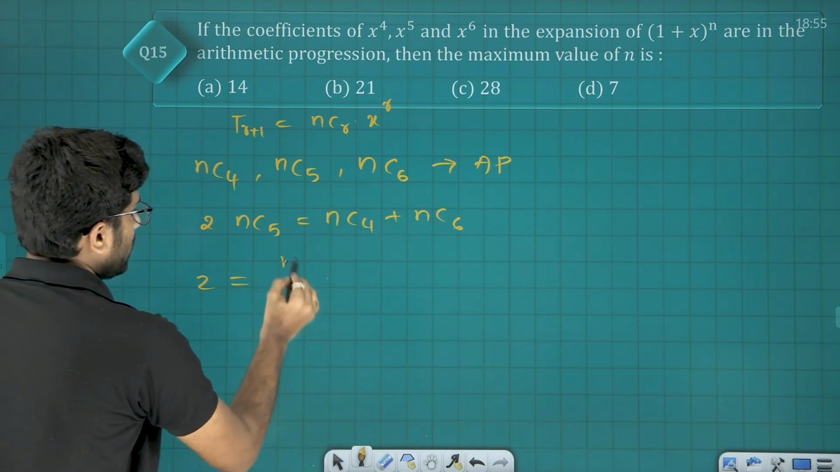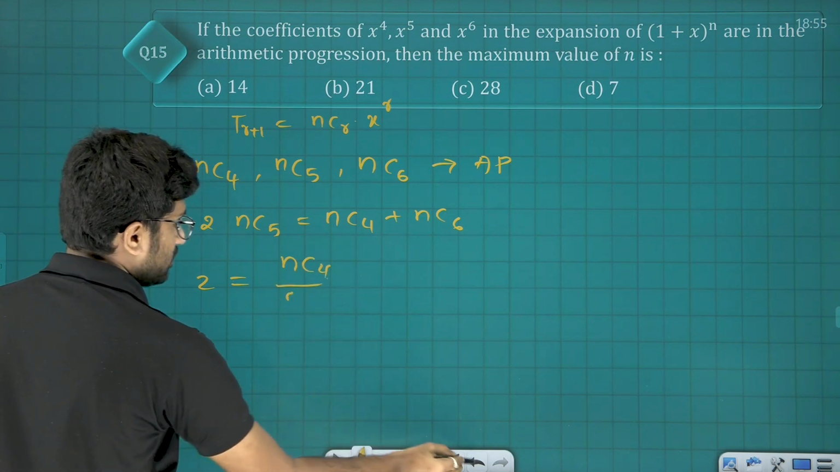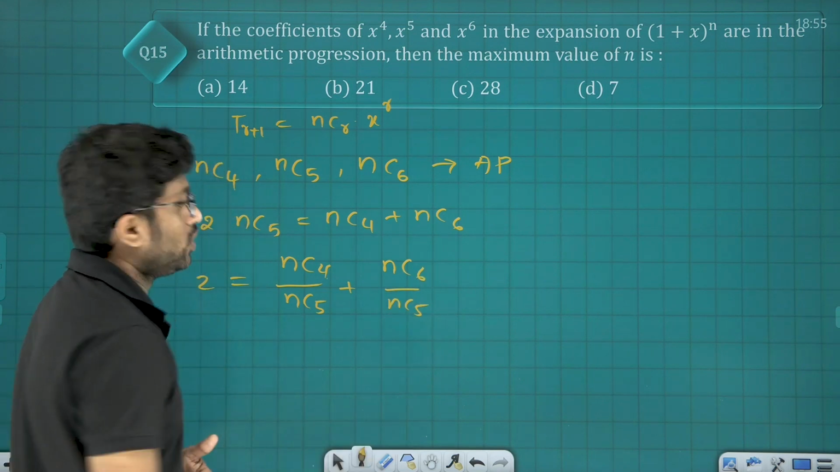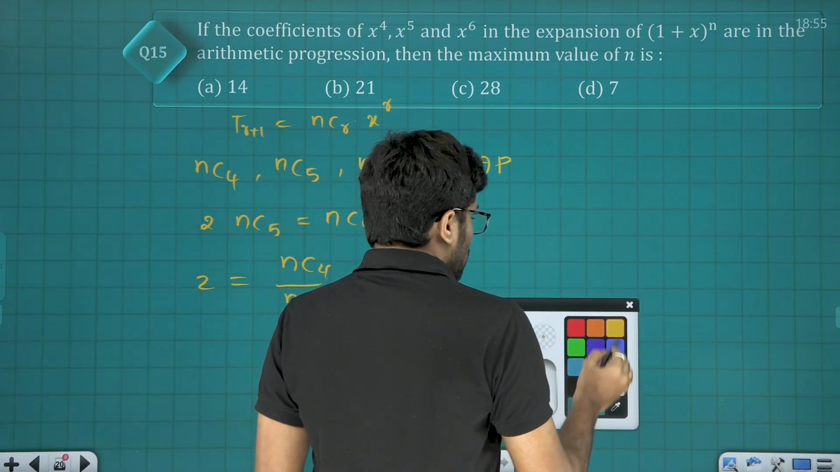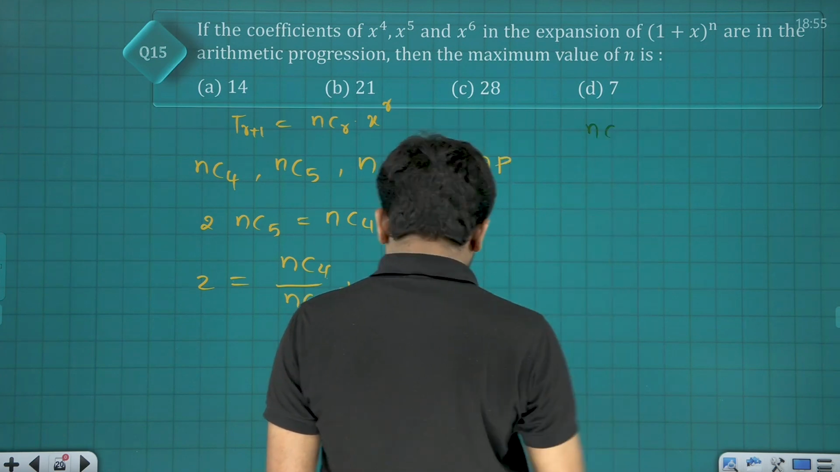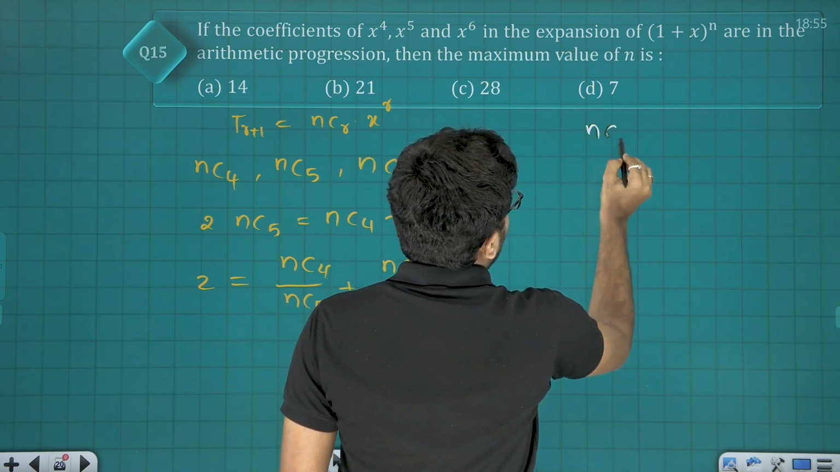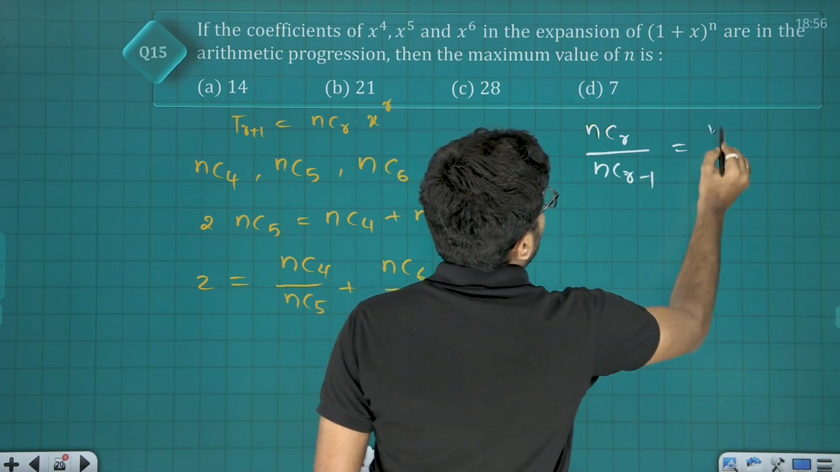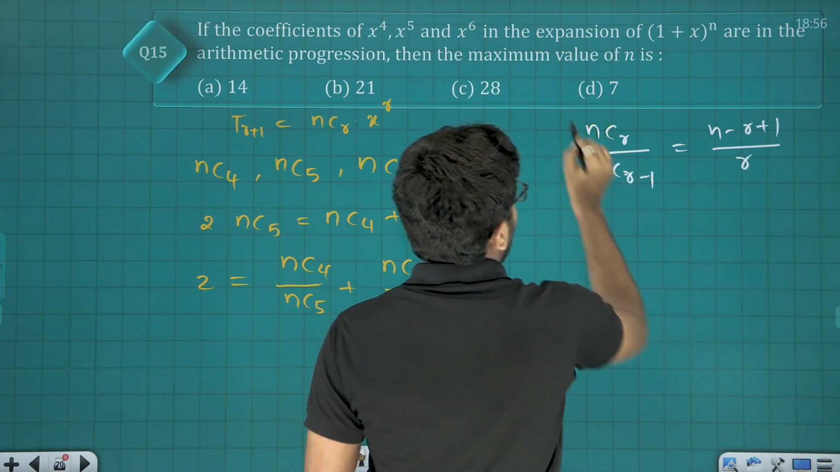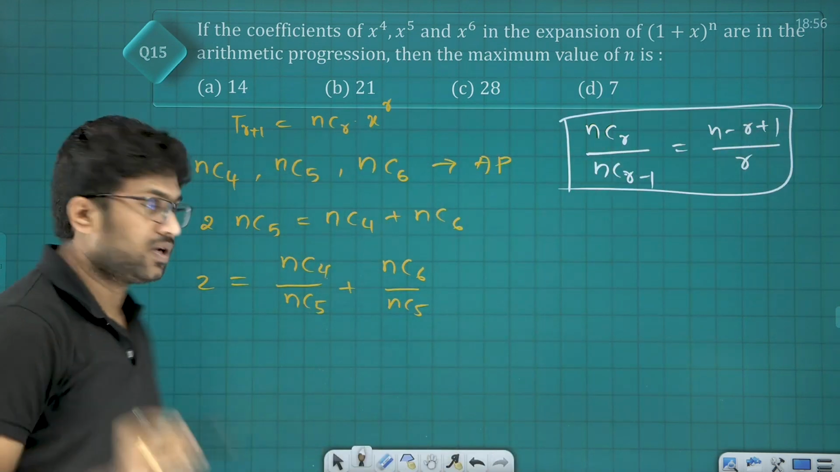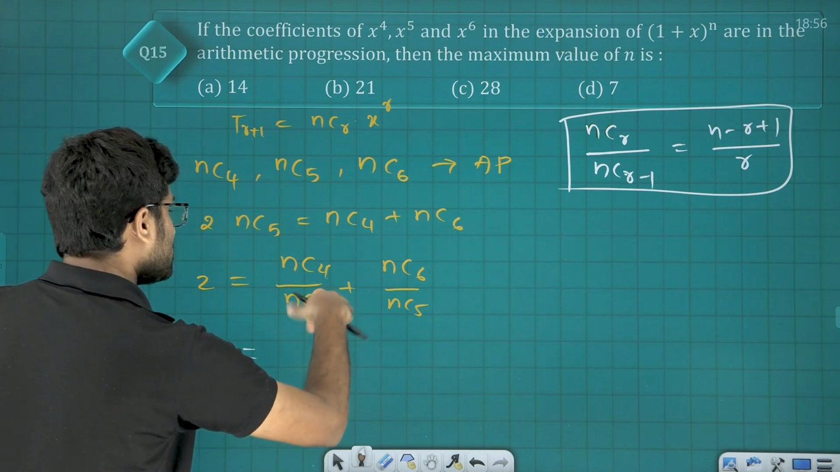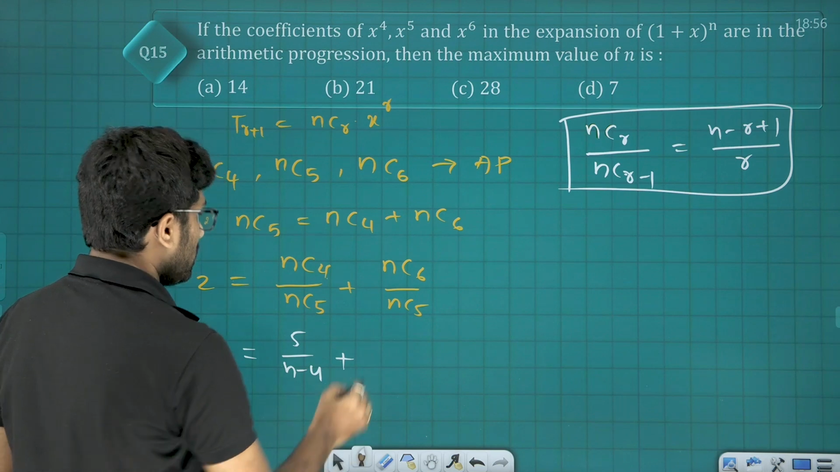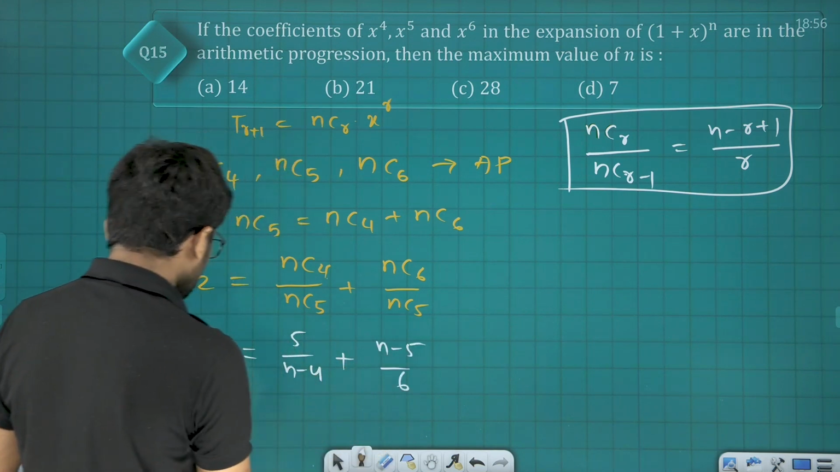So 2 is equal to, friends, NC4 by NC5 plus NC6 by NC5. Many times I told you one most important formula: NCR divided by NC(R minus 1) is always equal to (N minus R plus 1) by R. Most important formula. Now in this case, what do we do? This is NCR by NC(R minus 1). So R is 5, divided by N minus 4, plus N minus 5 divided by 6, is equal to 2.